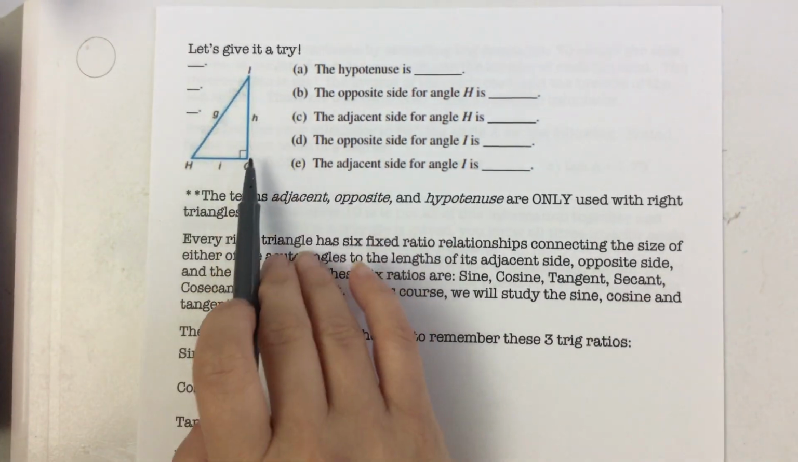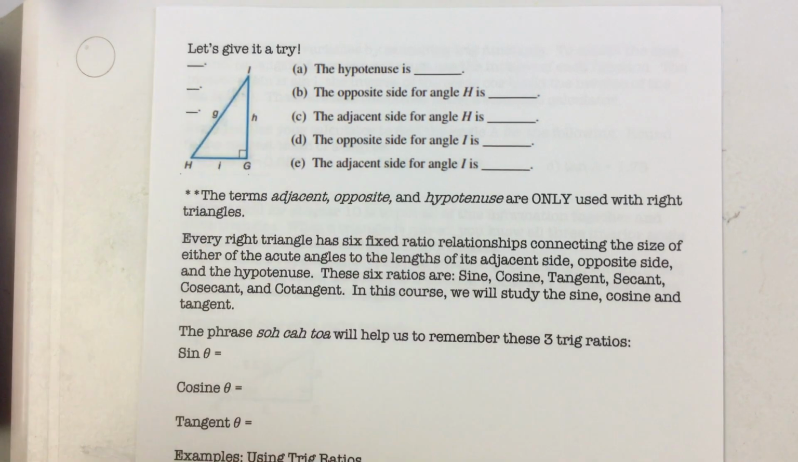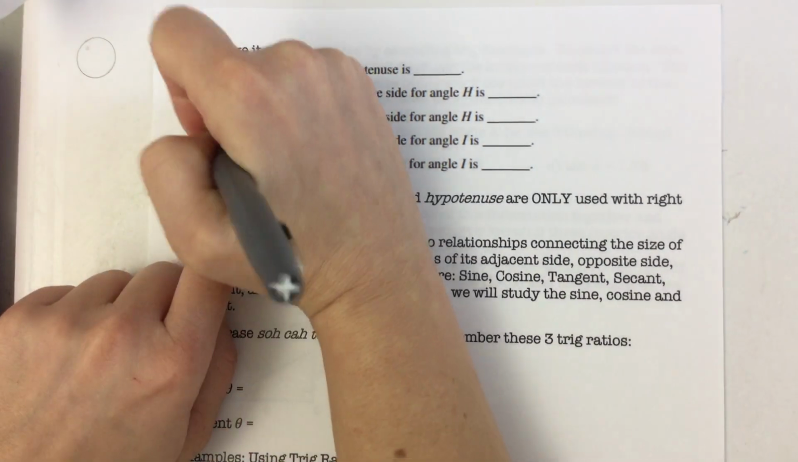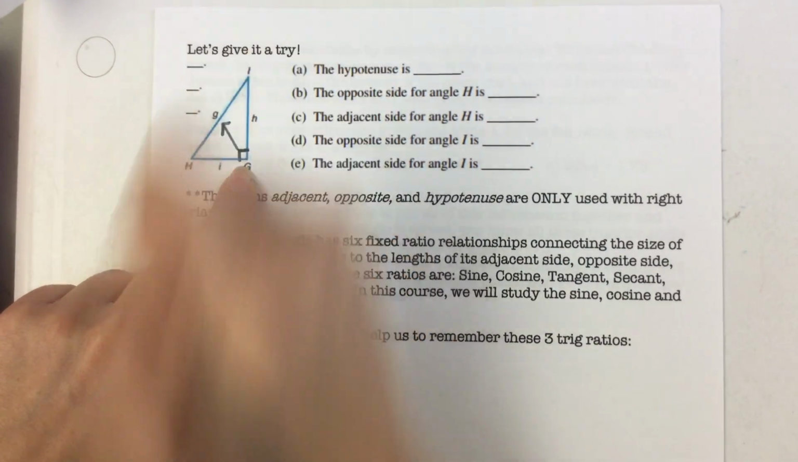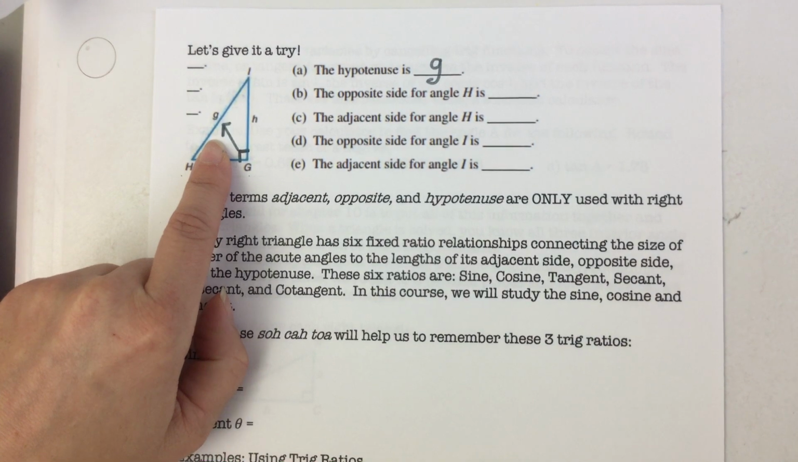Notice this is I, G, H. This is also I, G, and H. When you are looking at triangles and they're labeled, the angles are always labeled with capital letters and the sides are always lowercase. Okay. Your hypotenuse is located across from the 90-degree angle. So if I draw an arrow from the 90-degree angle, it points to the hypotenuse, so that would be G.